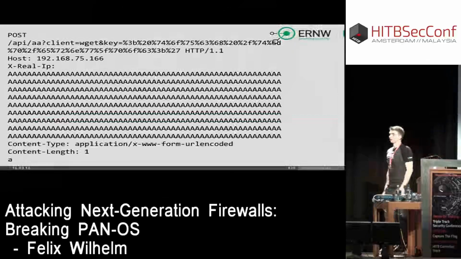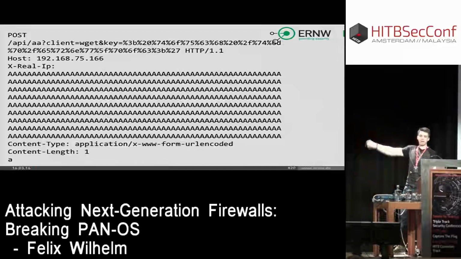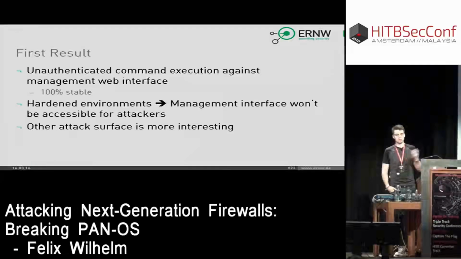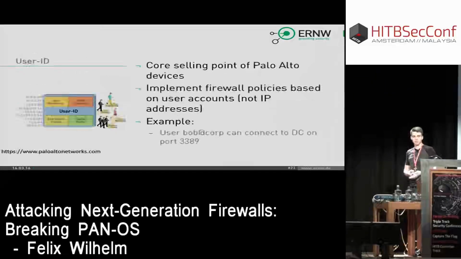So if you look at the actual request, it's not a terribly complex exploit. You just send this POST request, the key parameter contains the URL-encoded command injection, and our X-Real-IP header is just an overlong string of A's. And then it's completely irrelevant what kind of data you put in there. So this is an interesting first result. It means we have an unauthenticated command execution against the management web interface. It's 100% stable. But of course, in a hardened environment, you won't be able to reach the management interface, so it's not game over already.